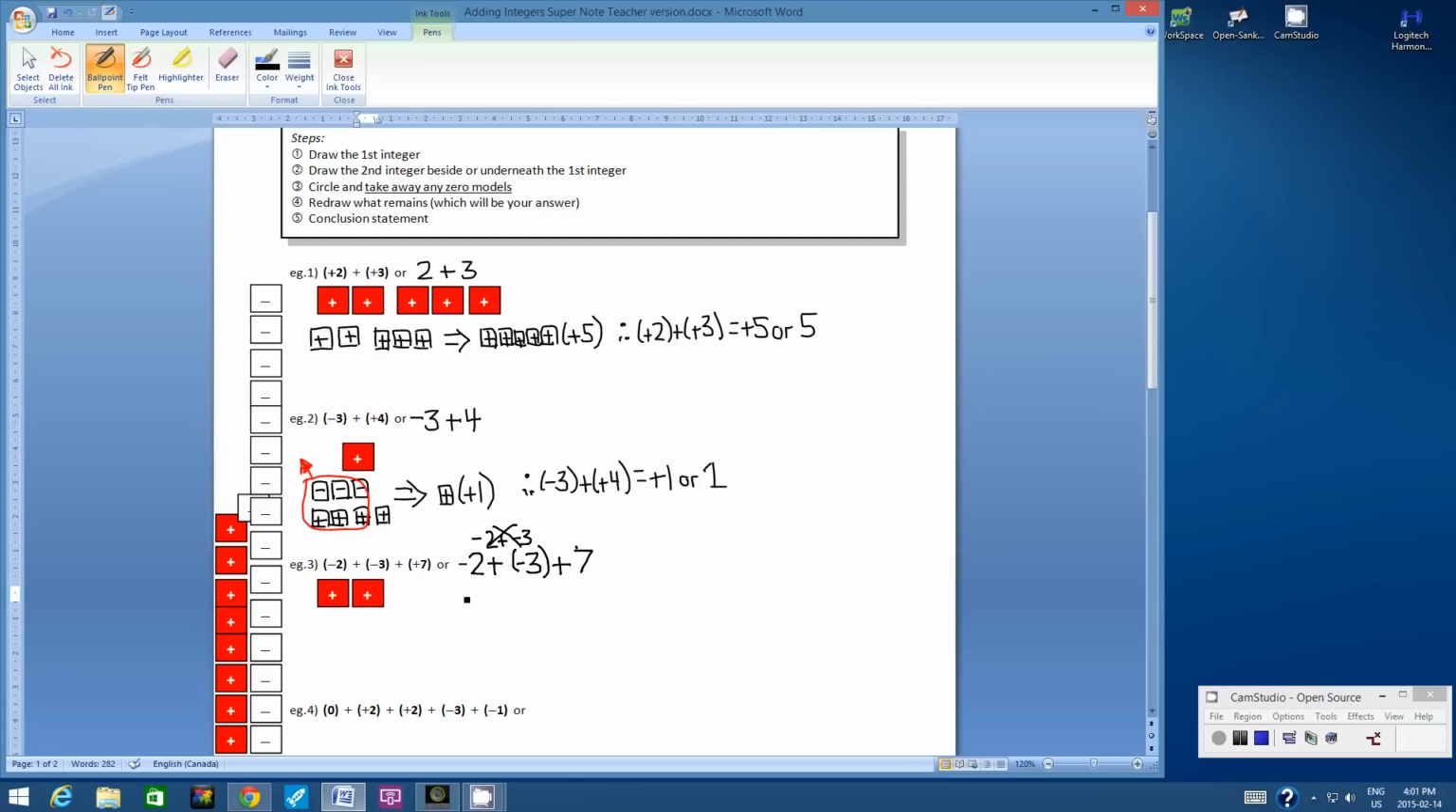So this is what this question looks like in standard form. Okay, let's start our tile diagram solution. All right, remember, step 1, draw the first integer. All right, so we've got -2.